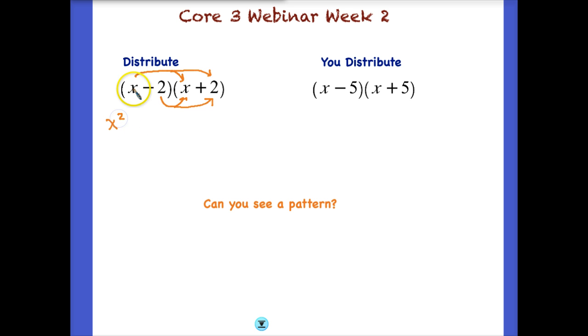And then we would do x times 2 and we would get positive 2x. Now let's move on to the negative 2. So negative 2 times x is negative 2x. And then negative 2 times positive 2 is negative 4.